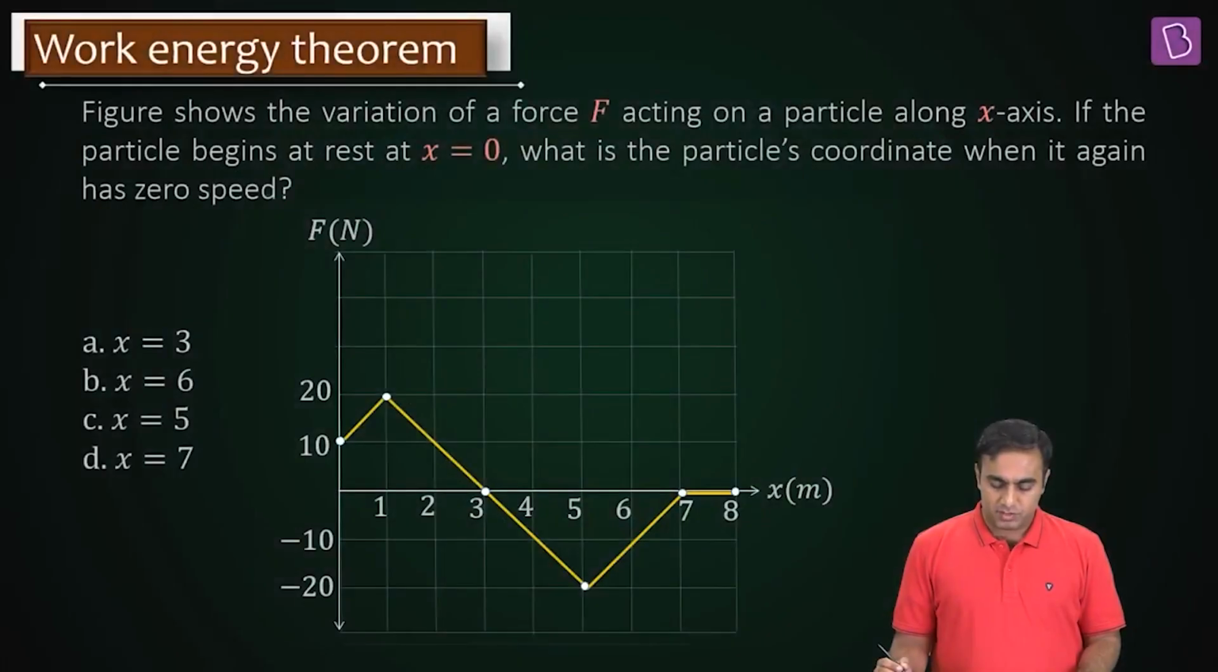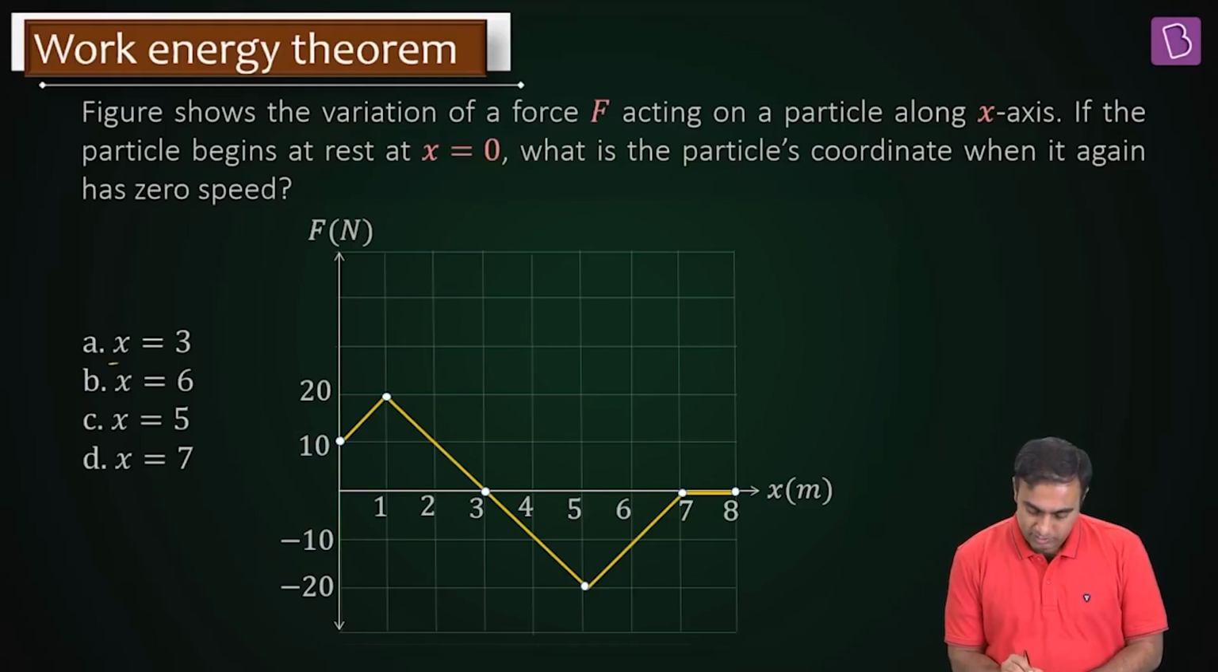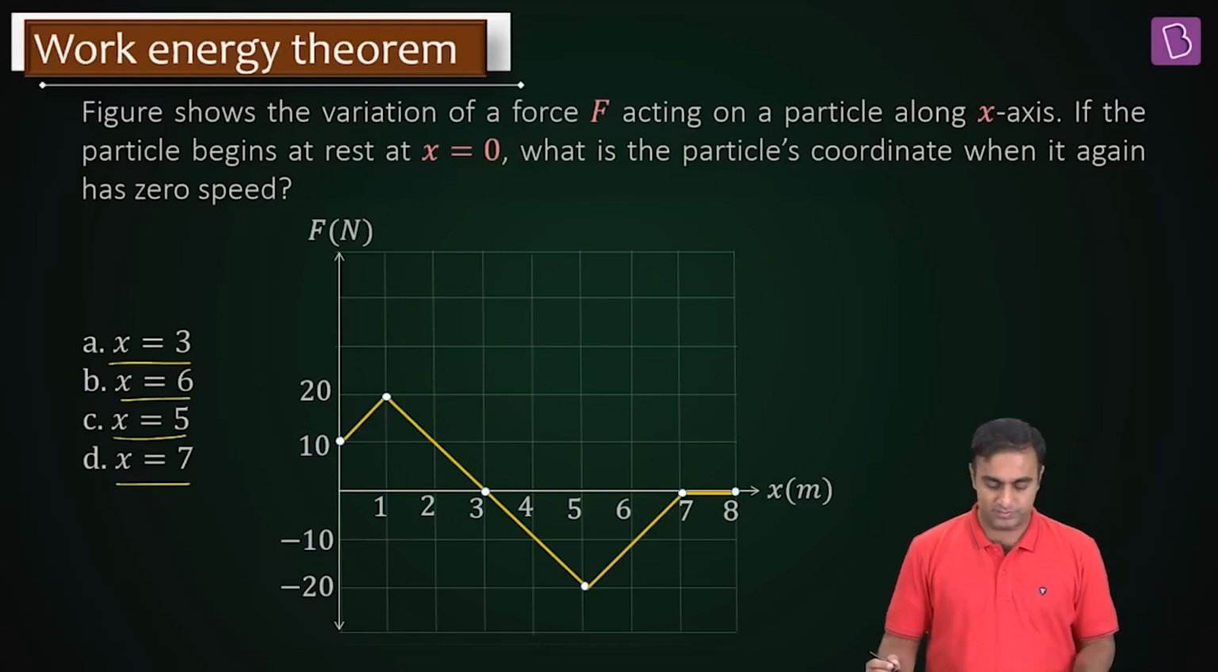Figure shows the variation of a force F acting on a particle along x-axis. If the particle begins at rest at x is equal to 0, what is the particle's coordinate when it again has 0 speed? The given options are x is equal to 3, x is equal to 6, x is equal to 5, and x is equal to 7.